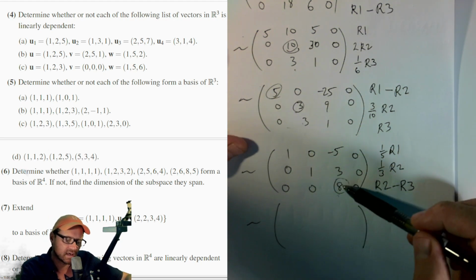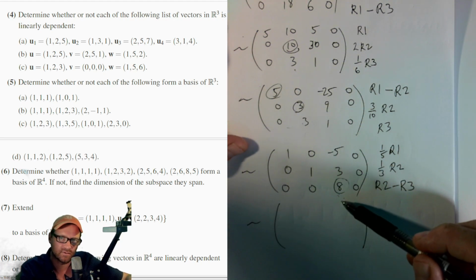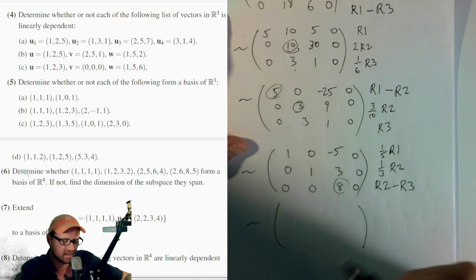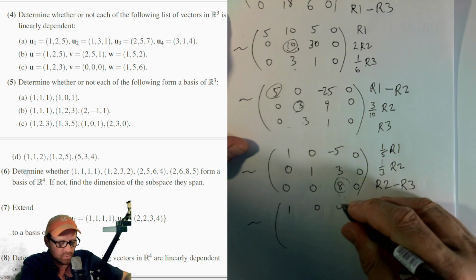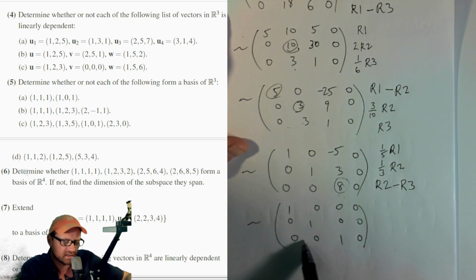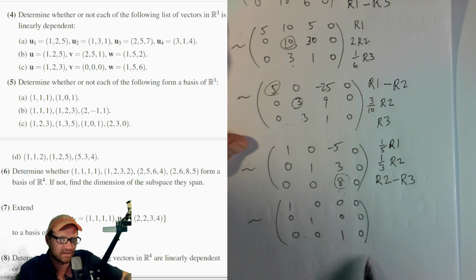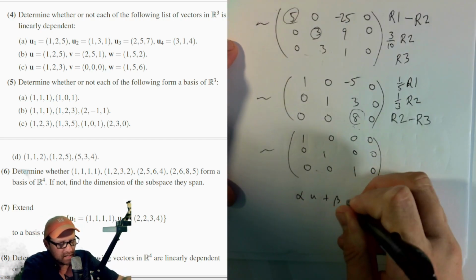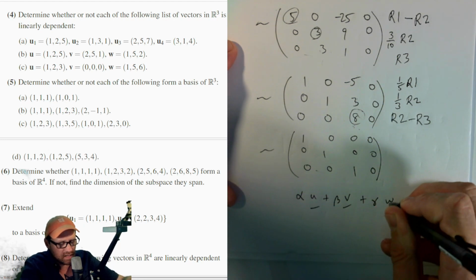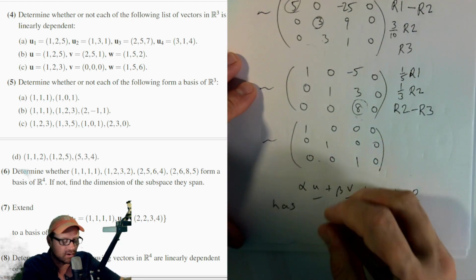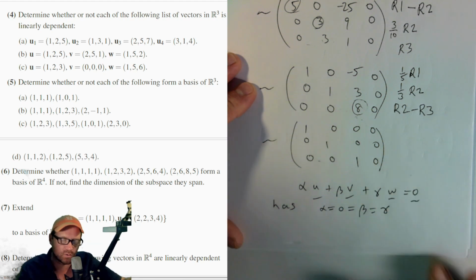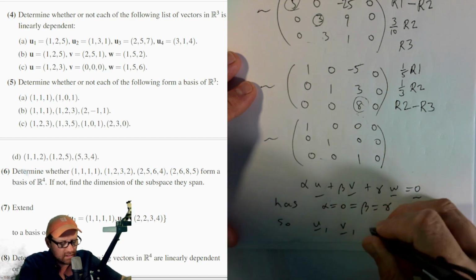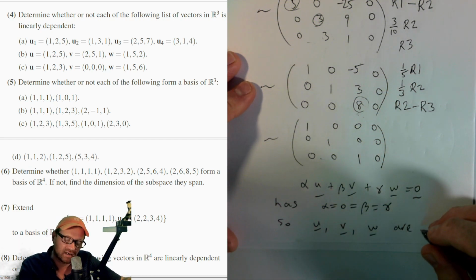We can make this a 1 by multiplying that third row throughout by 1/8, and we will be able to make zeros here just by using this. So our row reduced echelon form will be exactly this, with the identity matrix here on the left and zeros here. So what that tells us is that alpha U plus beta V plus gamma W equals 0, with alpha equals beta equals gamma equals 0. So we're forced to have alpha, beta, and gamma all 0. So U, V, and W are linearly independent.